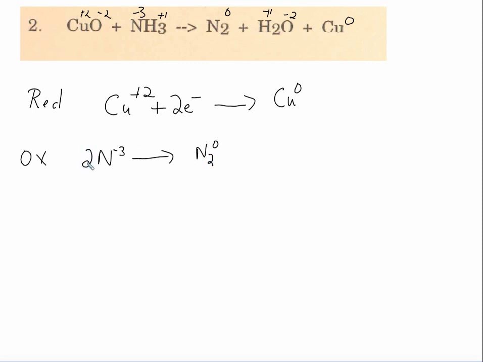There are 2 nitrogens here, so we're going to need a 2 here. And then 2 times the -3 is -6. So what number plus 0 is -6? That's going to be 6 electrons there. You want to make sure that both sides of your half reaction have the same number of electrons. So 6 here, 6 here.